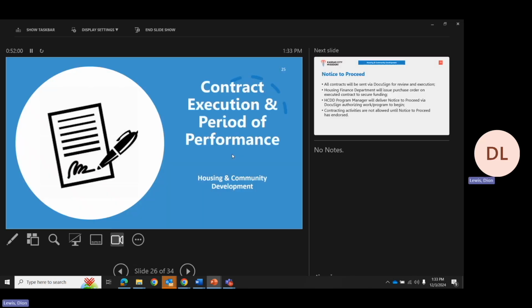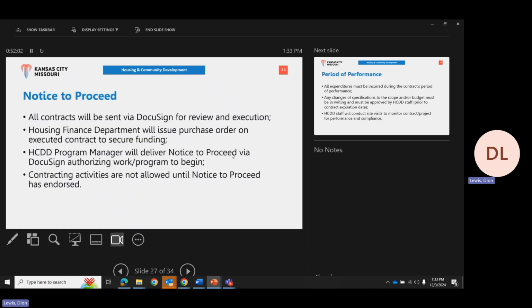Contract execution and period of performance. Notice to proceed. Like I said, you have to get a notice to proceed. All contracts will be sent via DocuSign. That's the new process for review and execution.